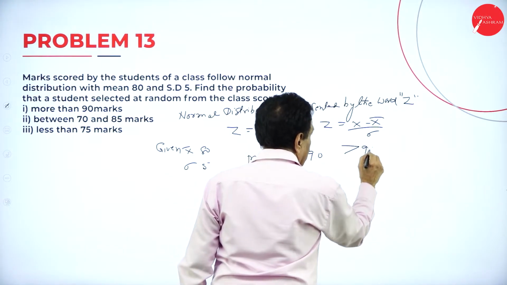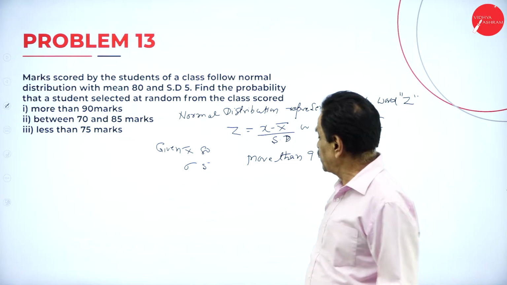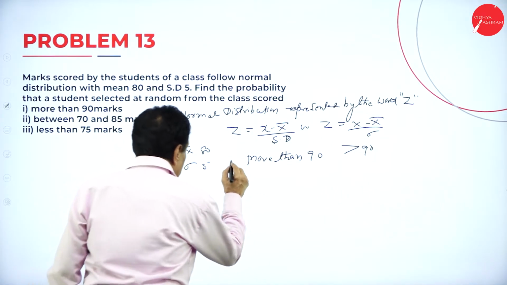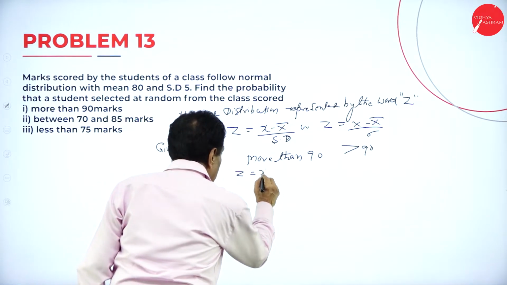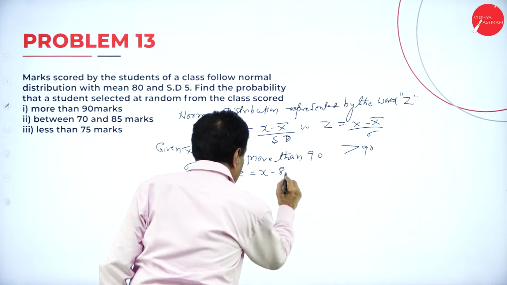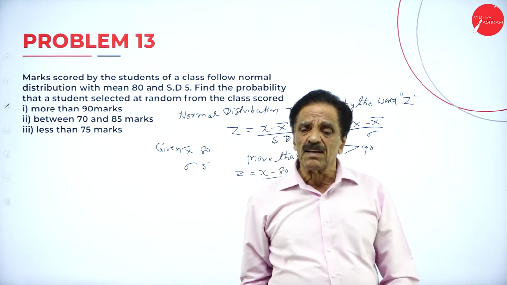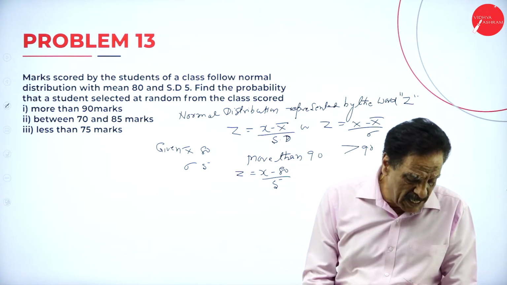This they have given. This you have to understand. What are the points to be given? First you write the formula. Z is equal to X minus mean, divided by standard deviation, 5. So whatever they have given, that should be written. X minus 80, given by him.